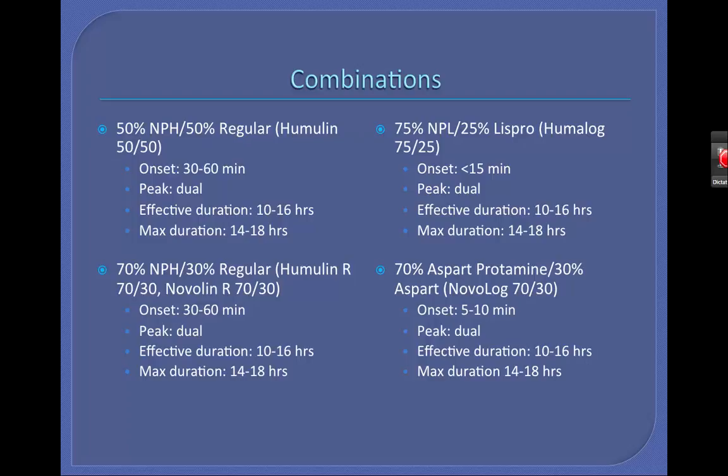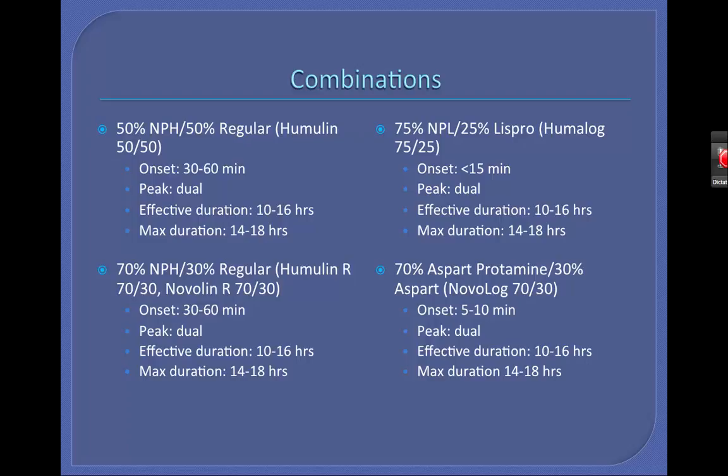These are combination insulins: 50% NPH, 50% regular, the onset and the peak. These are combination insulins, 70 NPH, 30 regular. Also 75% Humalog, 75-25. Also 70% Novolog, 70-30, versus Humalog 75-25.